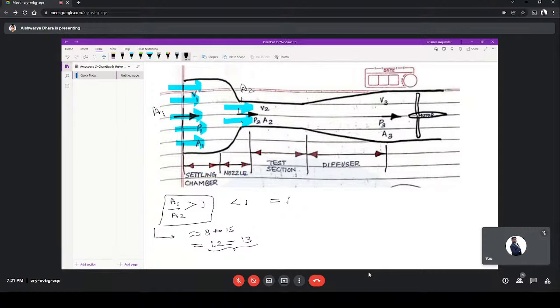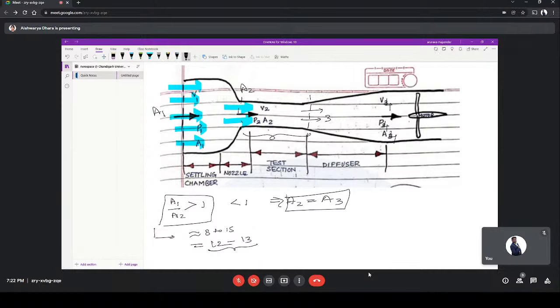Similar types of confusing questions can appear. If they give, for example, this as section 3 and this as 4, remember this is a portion of the test section. So A2 is always equal to A3, because there is no fluctuation of area. It's going to be constant over here.